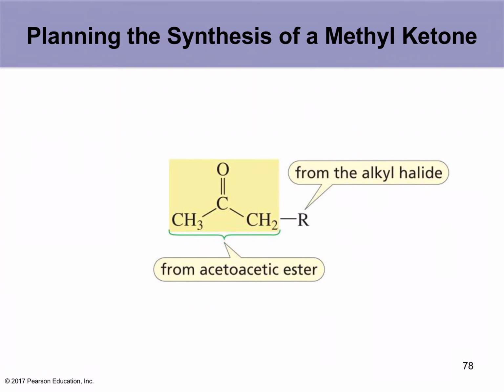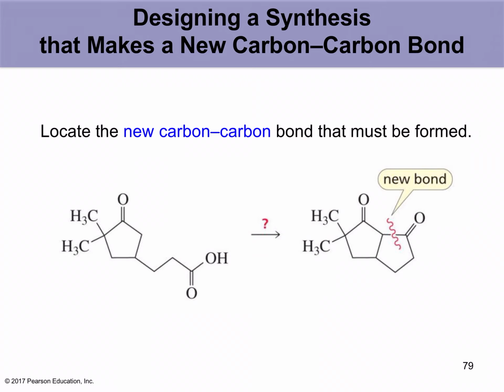Planning the synthesis of a methyl ketone. Now let's say you are asked to make this methyl ketone. If it is a methyl ketone, then you know, hey, I can get this part from the acetoacetic ester, because I know at the end, even though I start with the acetoacetic ester, this is what I end up with. And this alkyl group can come from the alkyl halide. Okay?